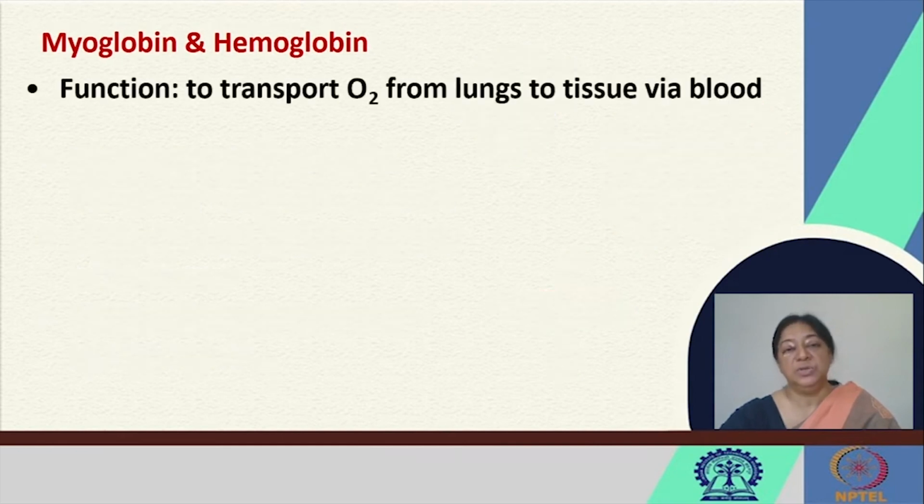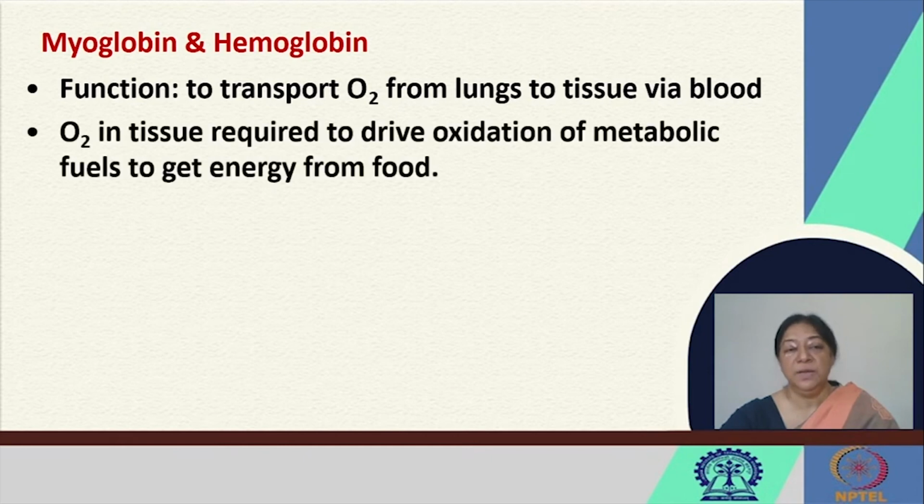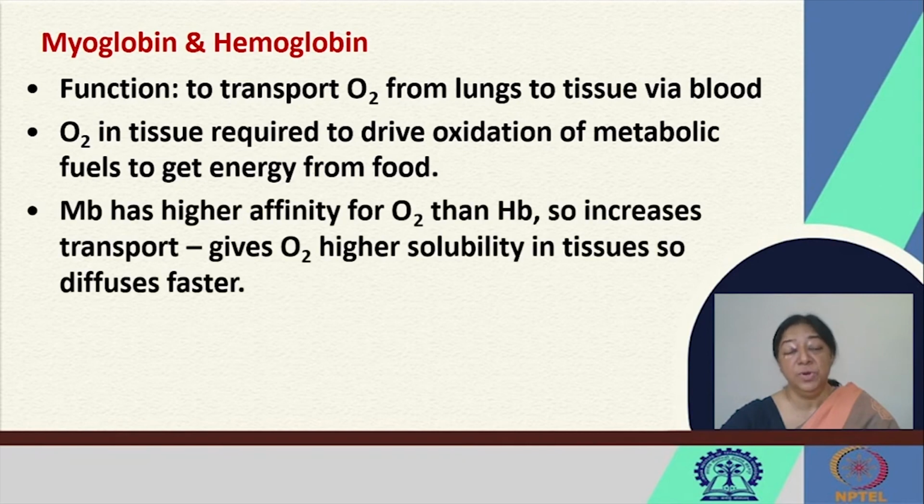The function is to transport oxygen from the lungs to the tissue via blood, and oxygen in the tissue is required to drive the oxidation of the metabolic fuels to get energy from food. Myoglobin, we will see, has a higher affinity for oxygen compared to hemoglobin. So it increases its transport capability, gives oxygen higher solubility in tissues, and diffuses faster.